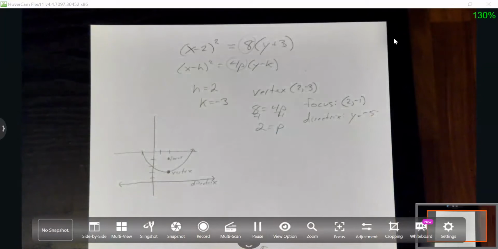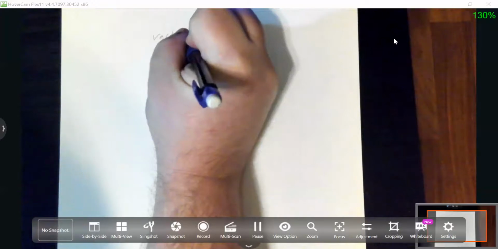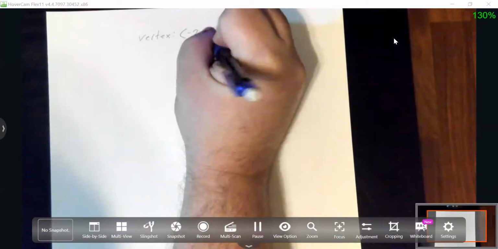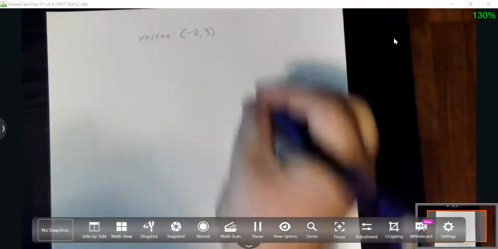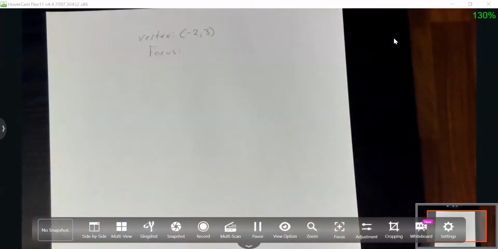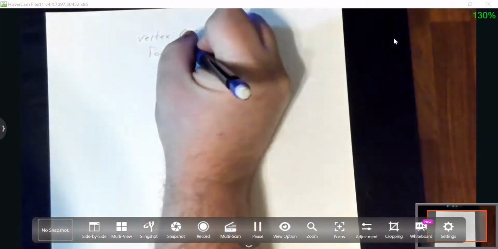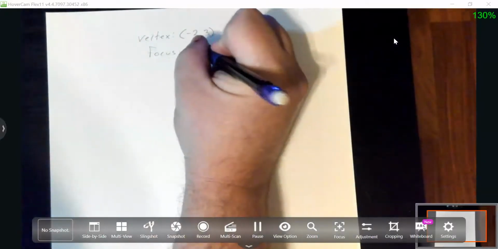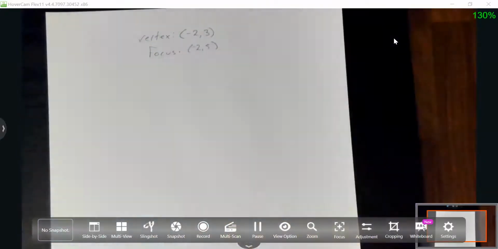All right, what if we wanted to go backwards? What if we know information about a parabola, but we need the equation of it? Well, what if they tell us that the vertex of a parabola is something like (-2, 3), and they tell us the focus is at (-4, 3). Now let's do (-2, 5). I think we'll do that one.